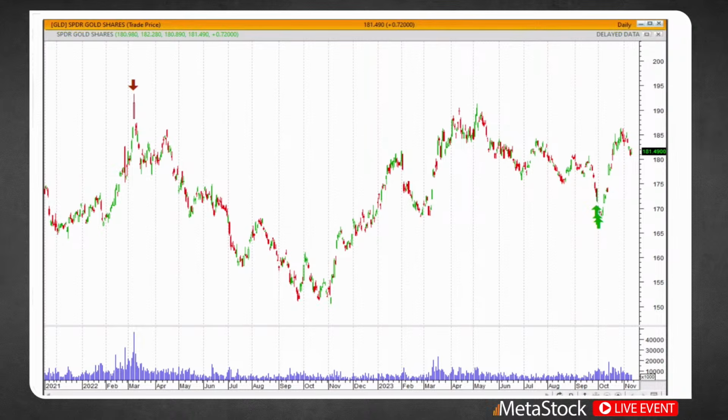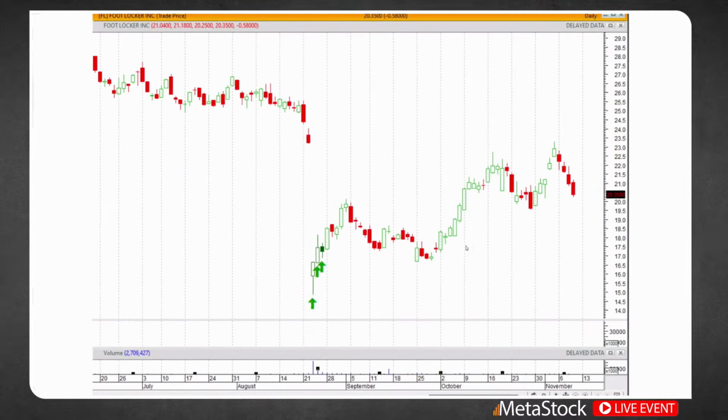Here's another example. This is gold, the GLD ETF, which we've been doing a lot of bull put spreads on recently on every dip. But you can see when it gets extremely overbought, we get a sell signal or a down arrow. When it gets extremely oversold, we get up arrows. So we would do bull put spreads down here or bear call spreads when the stock gets very overbought.